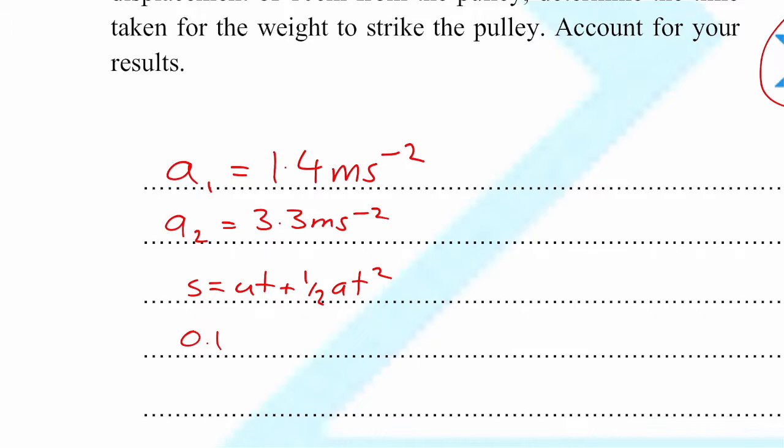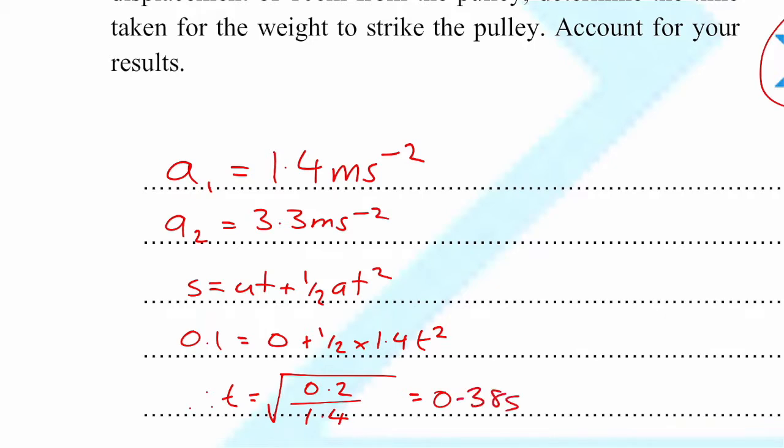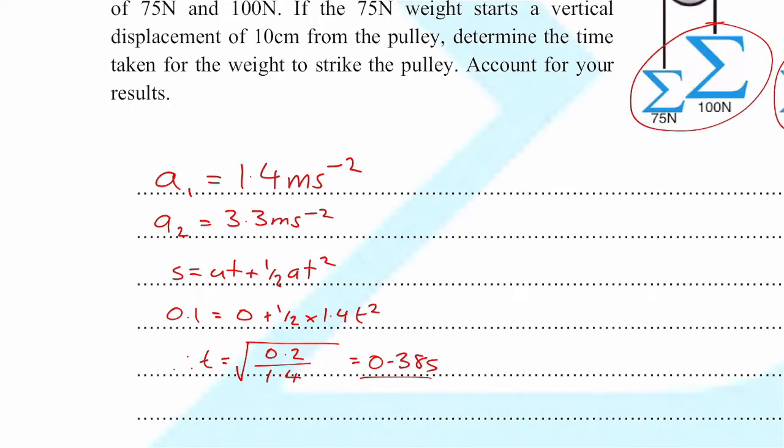Okay, so let's figure it out for the first system, the system on the left-hand side. So s is equal to ut. Now it's initially stationary, so ut is going to be equal to 0, plus a half times the acceleration, which we figured out, of 1.4 t squared. Therefore, t is just going to be the square root of 0.2 over 1.4, which is going to give us a time of about 0.38 seconds. So that's saying that it takes the 75 Newton sigma on the left-hand side 0.38 seconds to actually strike the pulley.